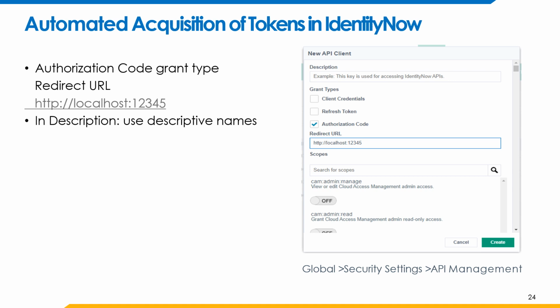First, the user needs to log in to the SailPoint IdentityNow tenant. In the Admin tab, select Global and after that select Security Settings. Under that, select API Management. In the upper left corner, select New, give any descriptive name, select authorization code, and fill in the redirect URL. Select scopes from the drop-down menu to create and generate a client ID and client secret, and save these credentials for future use.